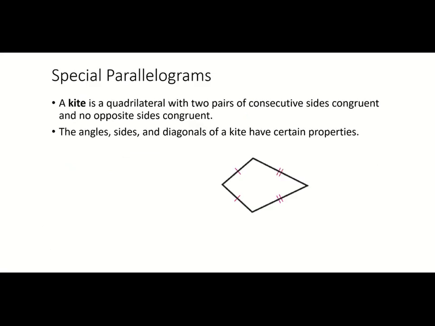All right, our next special quadrilateral, and again, it's not a parallelogram, it is a quadrilateral, so take that parallelogram off, is a kite. And a kite has two pairs of consecutive sides that are congruent, but no opposite sides are congruent. And we will talk about the angles, sides, and diagonals of a kite as well.